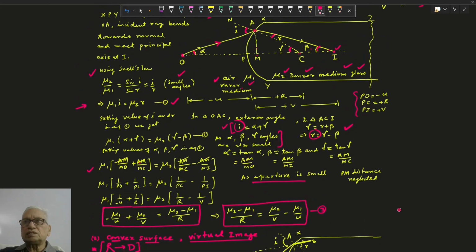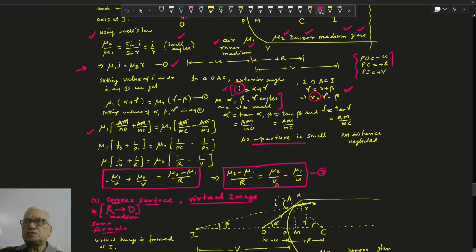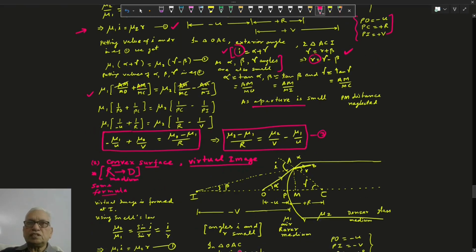From where do we have to take all the distances? From the pole. And for small aperture, the PM distance can be neglected. In that case, PO, PC, PI. You know from the diagram also, PO is minus U, PC is plus R, PI is plus V. If you put it here, then we took the R term to one side, that is mu2 upon R, here the plus goes to the other side and becomes minus, and U and V we took to this side. So it can be written as mu2 minus mu1 upon R is equal to mu2 upon V minus mu1 upon U.